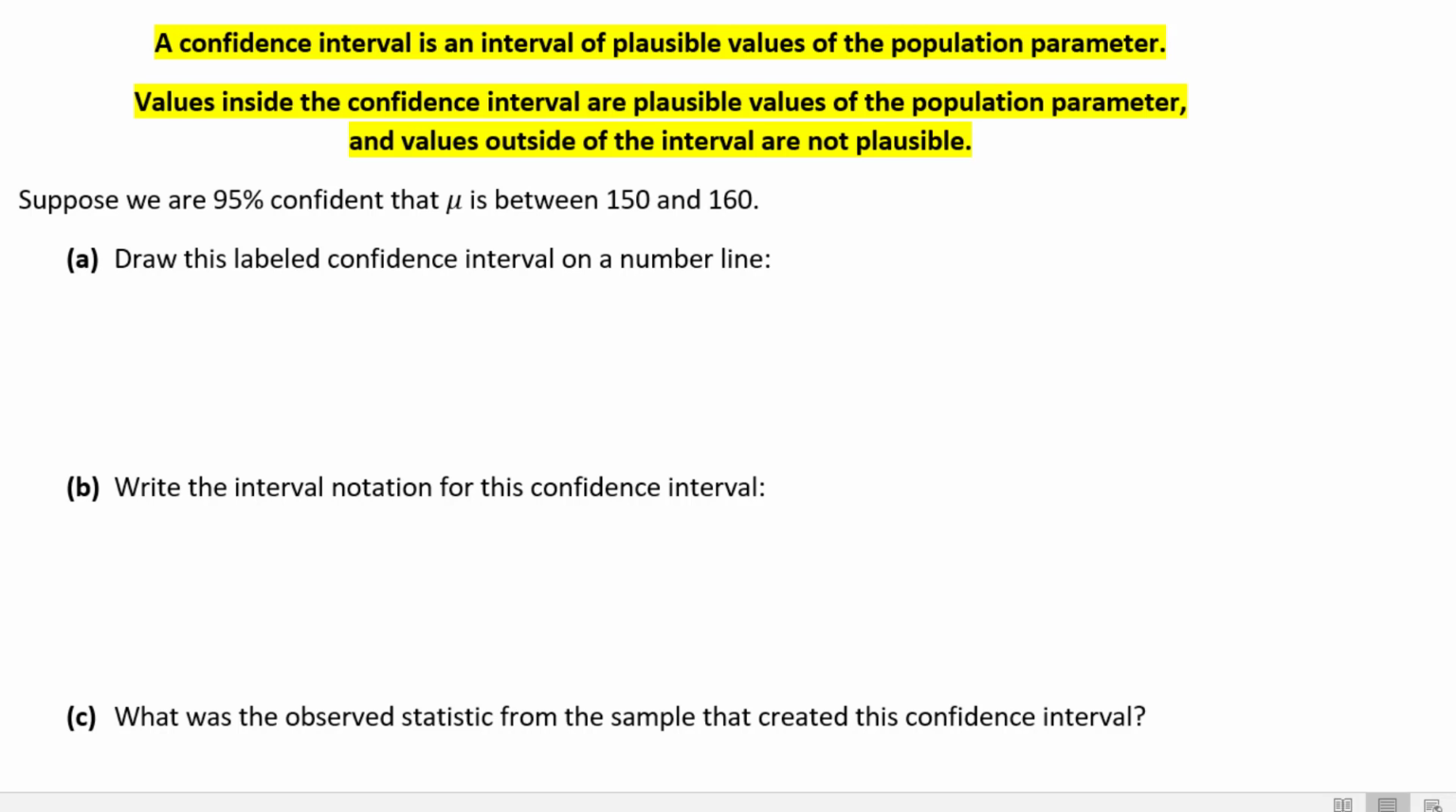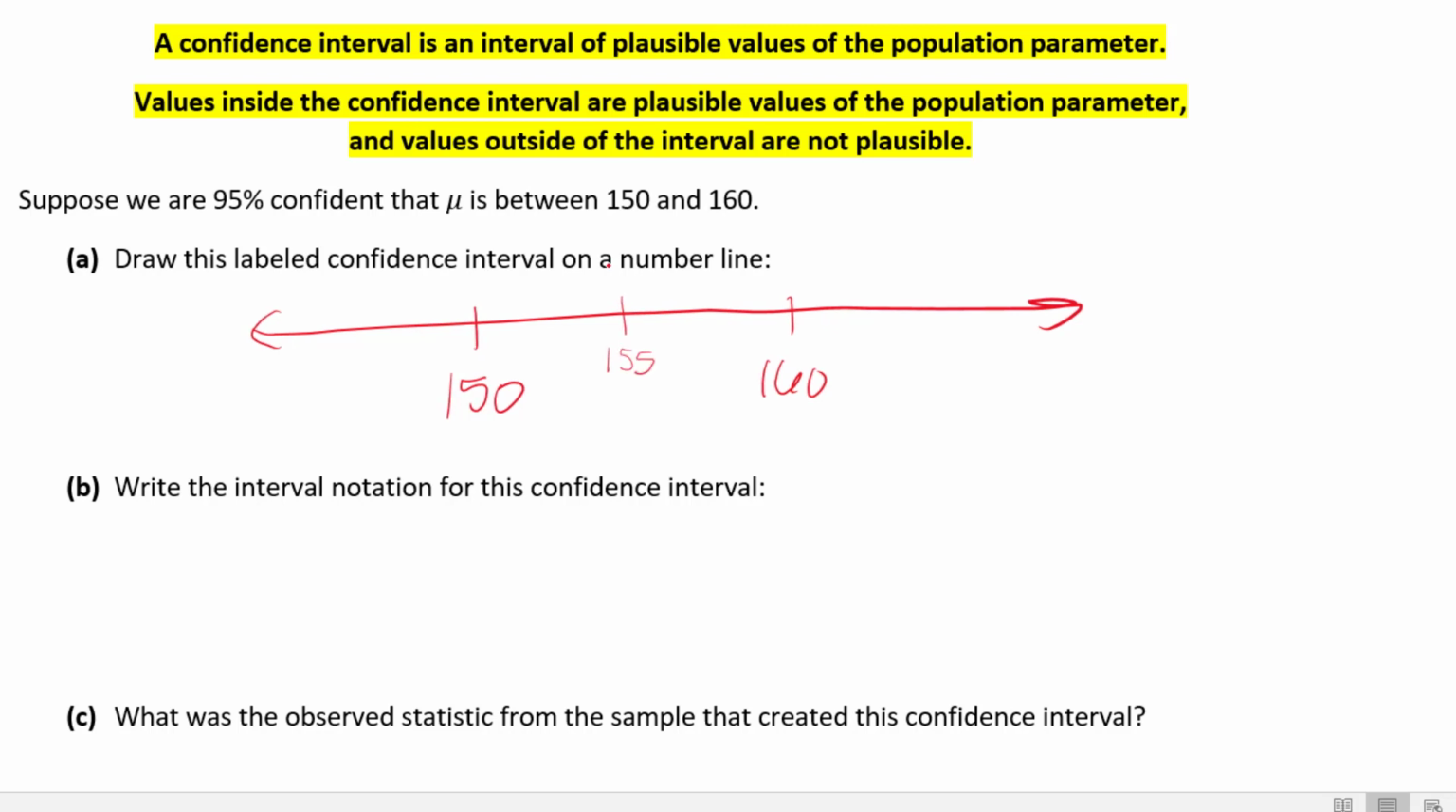So suppose we are 95% confident that mu is between 150 and 160. I am giving us a confidence interval here for the population parameter mu, the population mean. And we're saying we're 95% confident that the population mean is some value between 150 and 160. So first it asks us to label this on a number line. We have 150 on the left side, 160 on the right side, and 155 right in the middle.